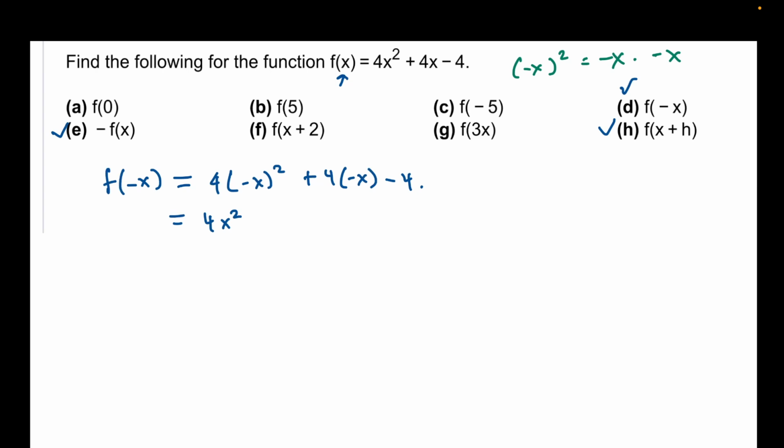And then in this case, be careful. Anytime you have opposite signs, a positive and a negative, they will become a negative when you multiply. So that's negative 4x minus 4. And we're done with this one, right? So what this says is that f of negative x, when you plug that in, this is your resulting new function or output, right?